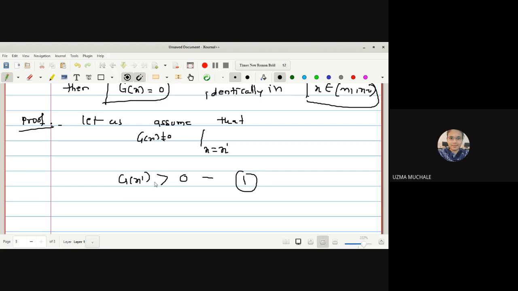And similarly, if g of x dash is less than 0, we have to again prove the result. First we'll go for the first one.